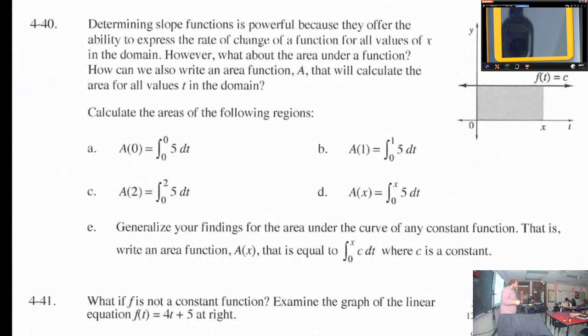Determining slope functions is powerful because they offer the ability to express the rate of change of a function for all values x in the domain. However, what about the area under a function? How can we also write an area function A that will calculate the area for all values t in the domain? The main goal of this problem is to figure out question D, A of x.